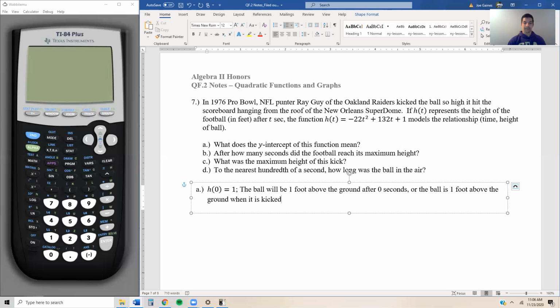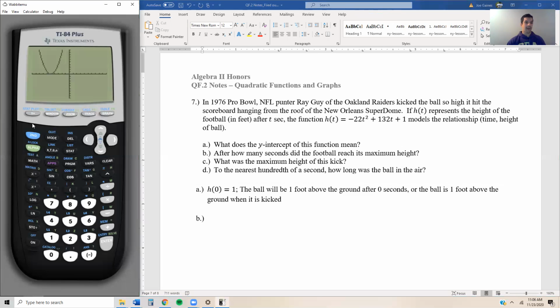It says, after how many seconds did the football reach its maximum height? So here we have, again, a question that deals with a graph. I'm going to go ahead and type this function into my graphing calculator. You could do this algebraically. If you want to find the algebraic solution, the number of seconds would be time, which is the x-coordinate, which you can find using the vertex formula. If you want to do it algebraically, that's okay. I'm going to do this graphically.